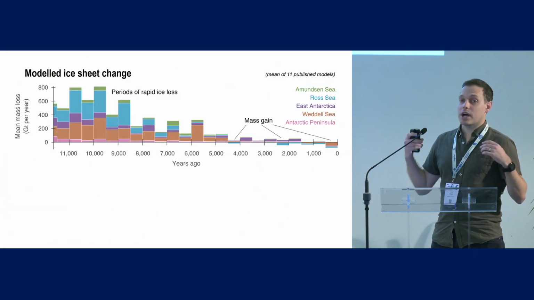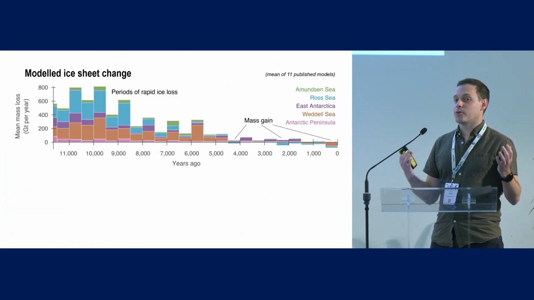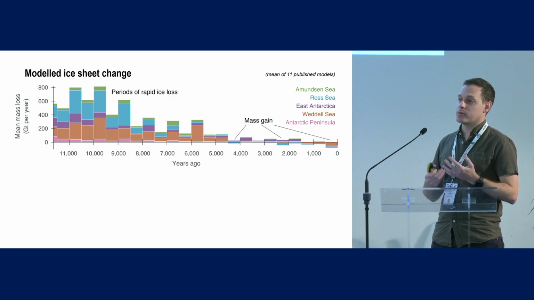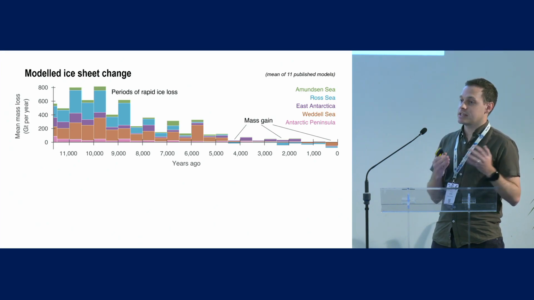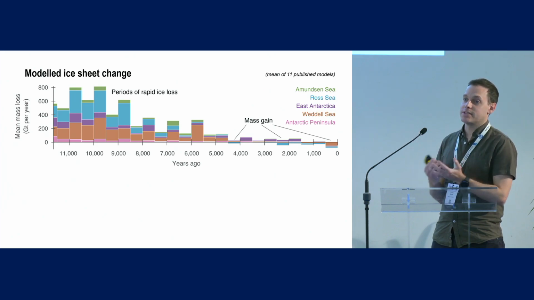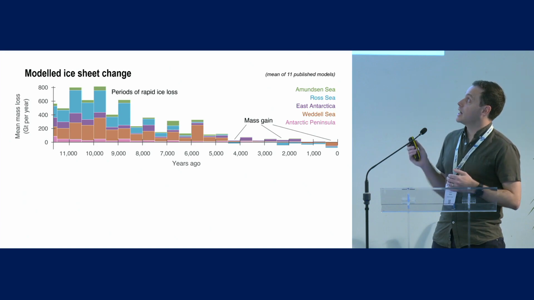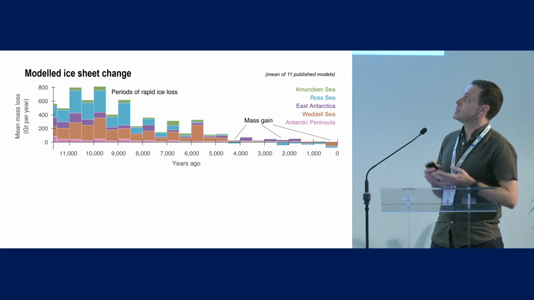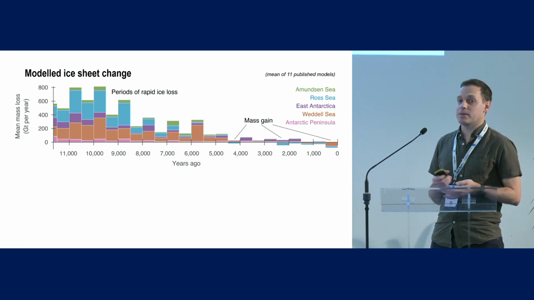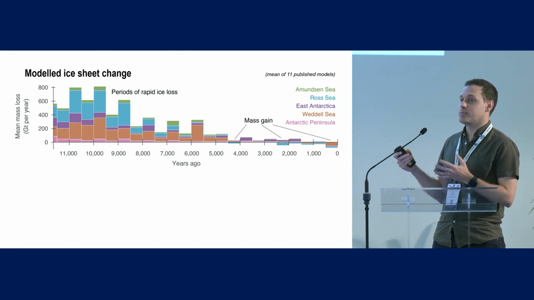For the rest of this talk, I'm going to be looking at the modeled estimates, so how these models are making use of the constraints we have to try and give us this continuous record of ice volume change. What I'm showing here is the grounded mass loss as a mean from 11 different published models and colored by the different sectors.